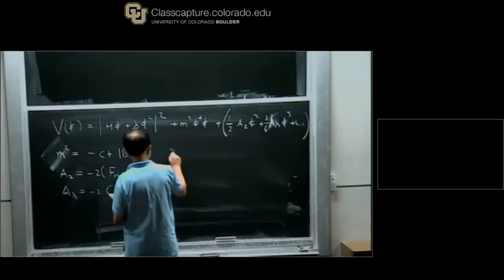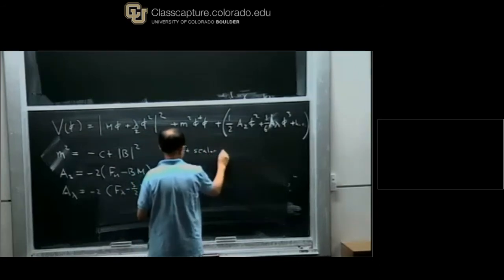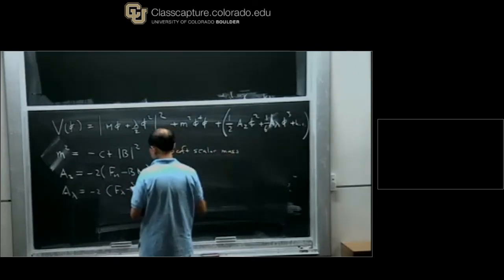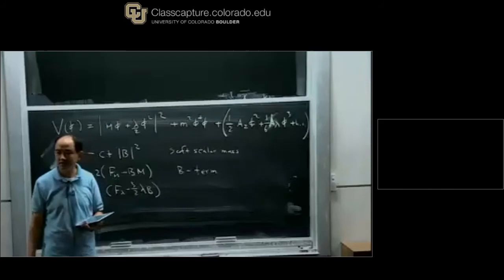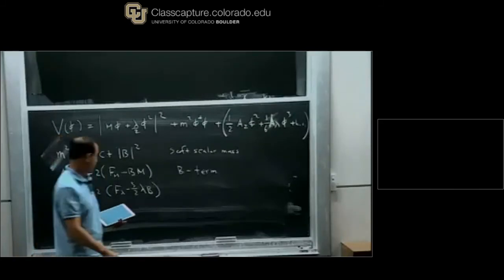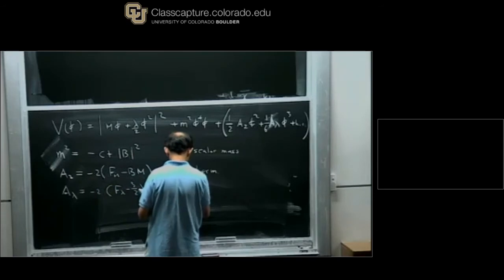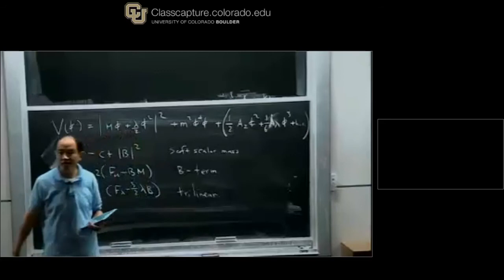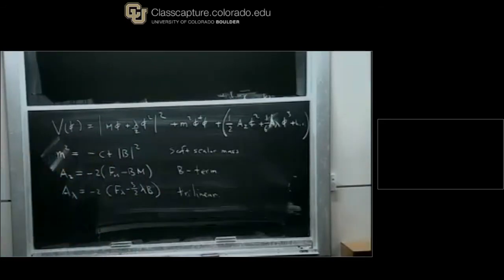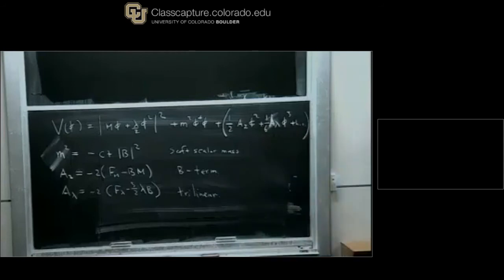So this is a soft scalar mass, and these are called the B term. For some reason that I don't understand why it's called a B term, but it's called a B term. Maybe it gets some contribution from B. And this is called a trilinear. We'll meet all of them in the actual supersymmetric standard model.